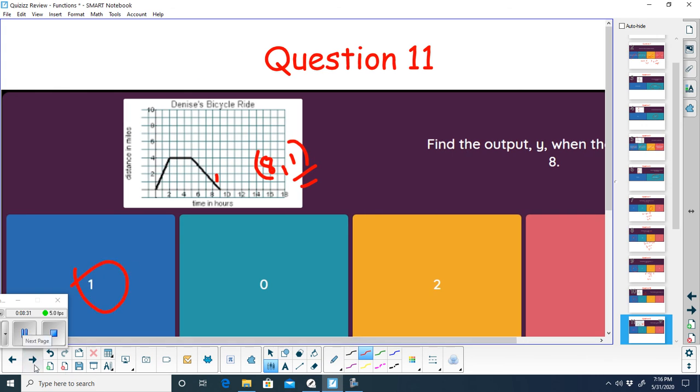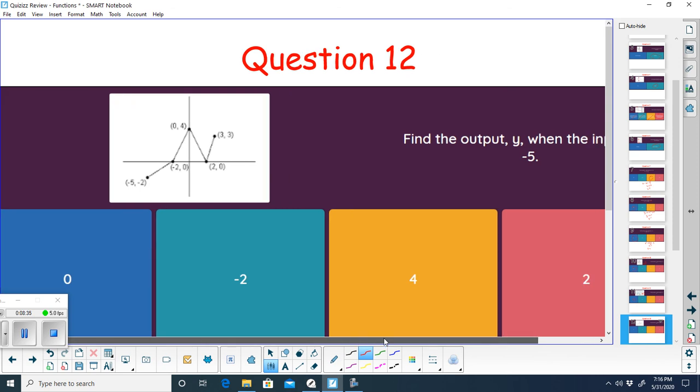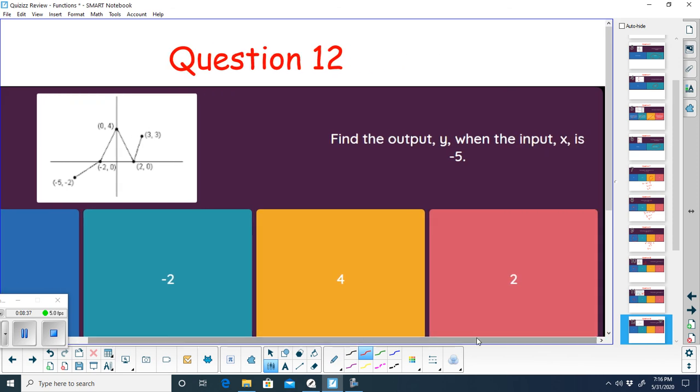Moving on. Question 12. Find the output y for when the input x is -5. So when x is -5, what's my y going to be? Well, if you look here, when x is -5, my y is -2. So the correct answer here is -2.